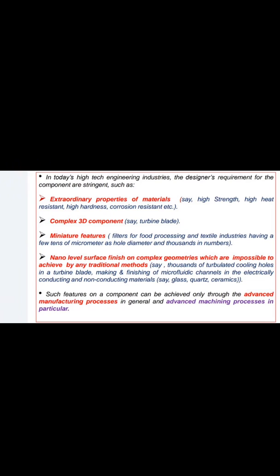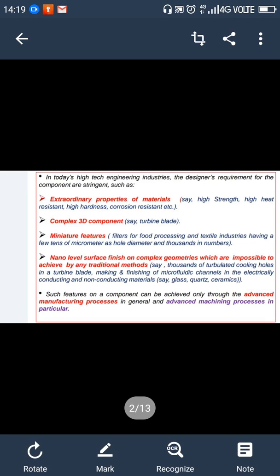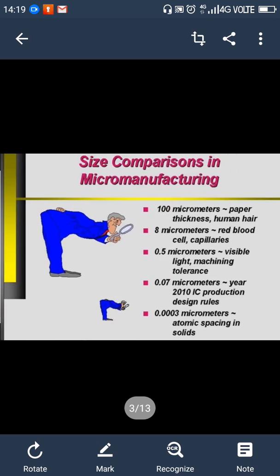Nano-level surface finishing on complex geometries is impossible to achieve by traditional methods. For this purpose also we need advanced manufacturing, as machining cannot be performed by the conventional one. Such features of a component can be achieved only through advanced manufacturing processes in general, and advanced machining processes in particular. Okay, so let's see another slide.